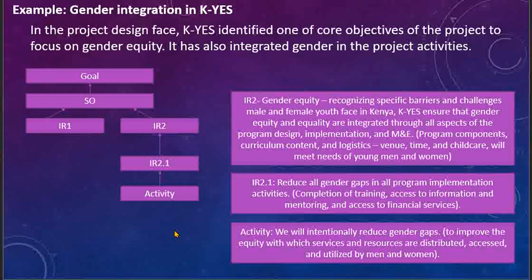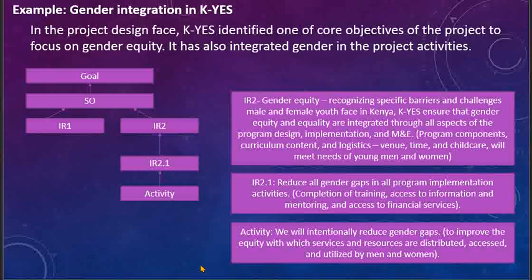So in this example, we are looking at IR2. Maybe this IR2 can be something like gender equity. So in this gender equity, this is what we mean. We want a program component, curriculum content, and logistics, that is venue, time, childcare, to meet the needs of young men and women. So in the equity, we want everything, like program component, curriculum content, and logistics of the training, for example, to be fair to both men and women.